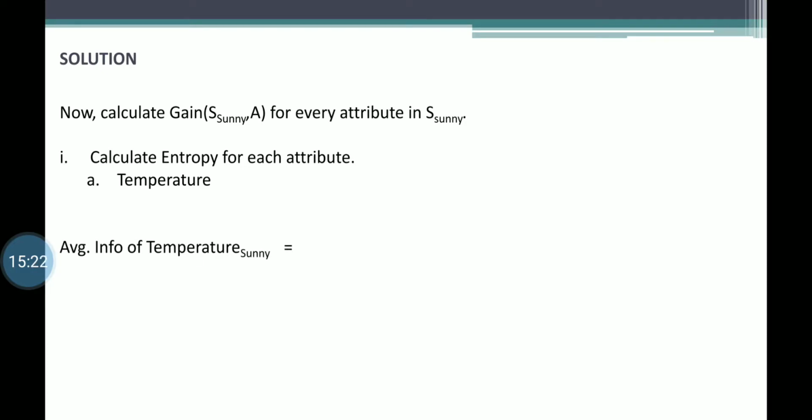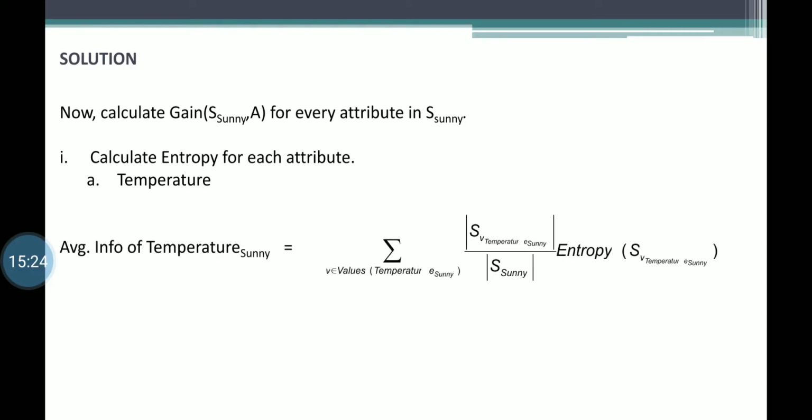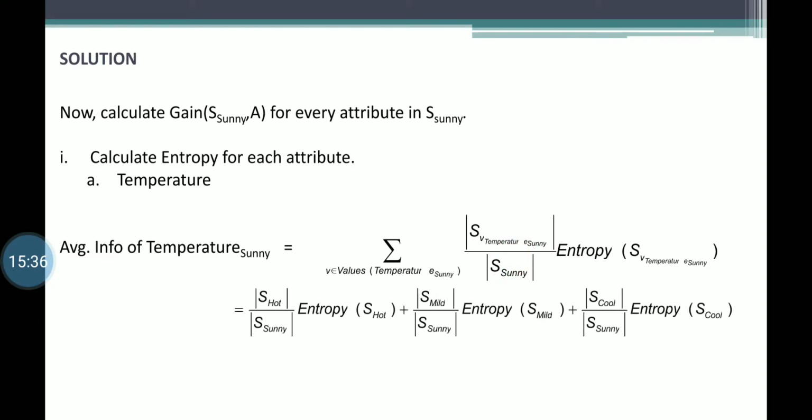So average info calculation is similar. Now with respect to temperature, we are considering the same formula. I have changed the value with respect to temperature in the sample sunny. That's why it is represented like this. So we are going to substitute the respective attribute values.